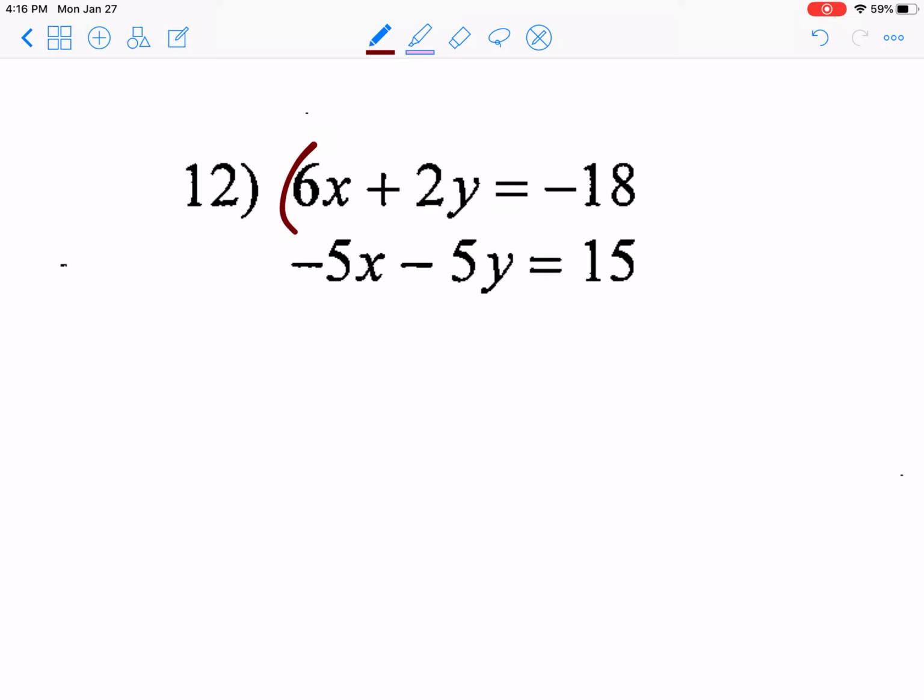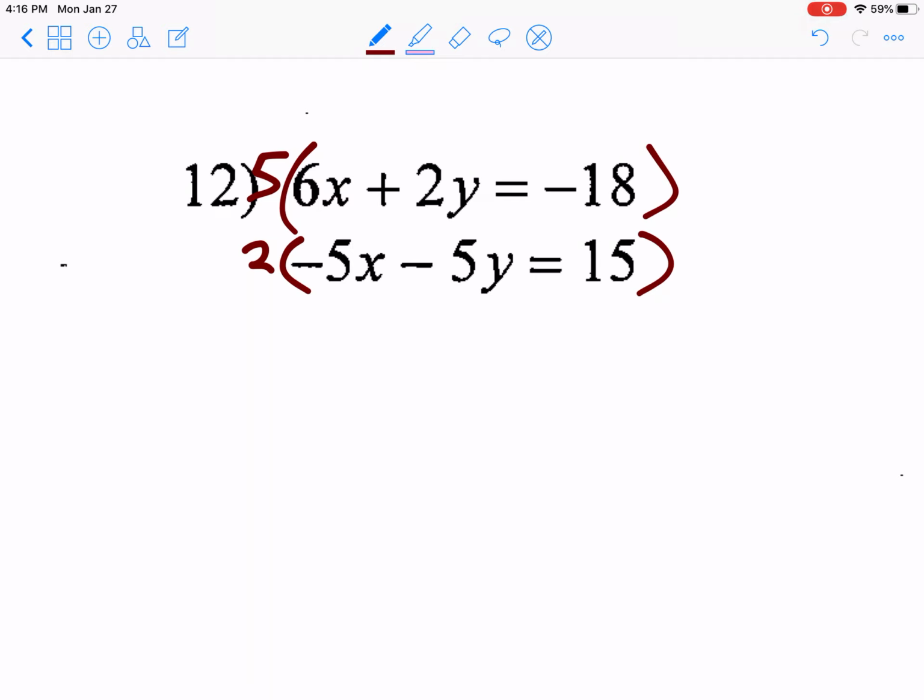In either case, you would want to multiply this top equation by 5. And then depending on whether you want to get rid of the x's or the y's, that would help you decide what to multiply the lower one by, either 6 or 2. I'd probably do 2, then you get a little bit smaller numbers. But you could go ahead and solve that one as well and see what you get.